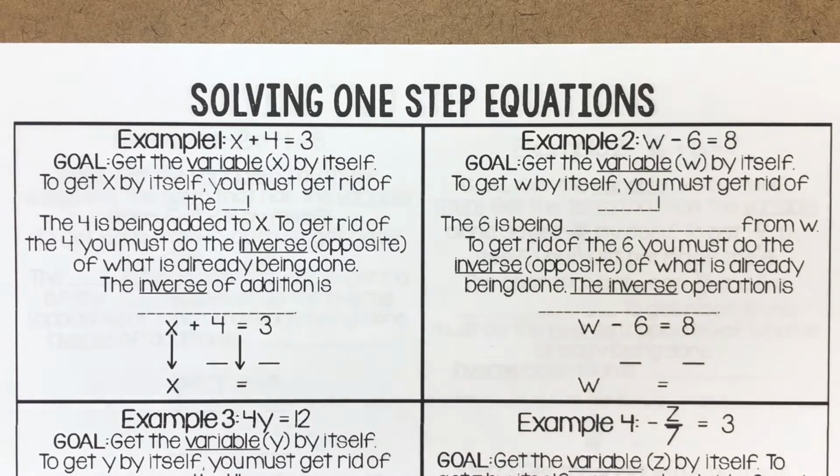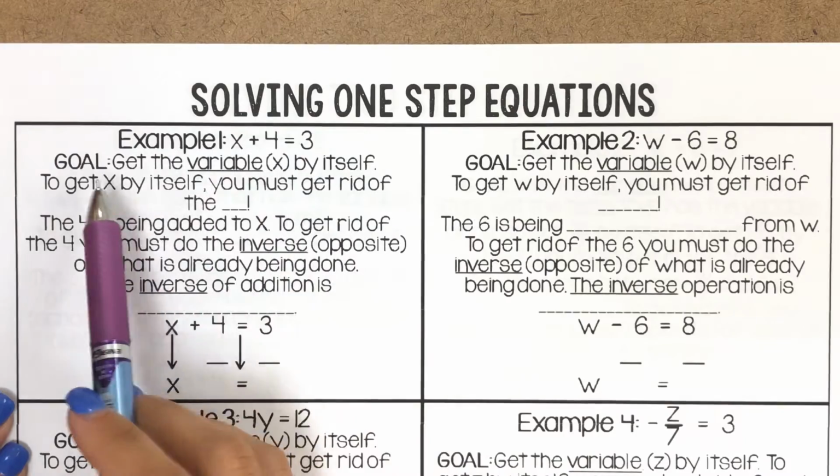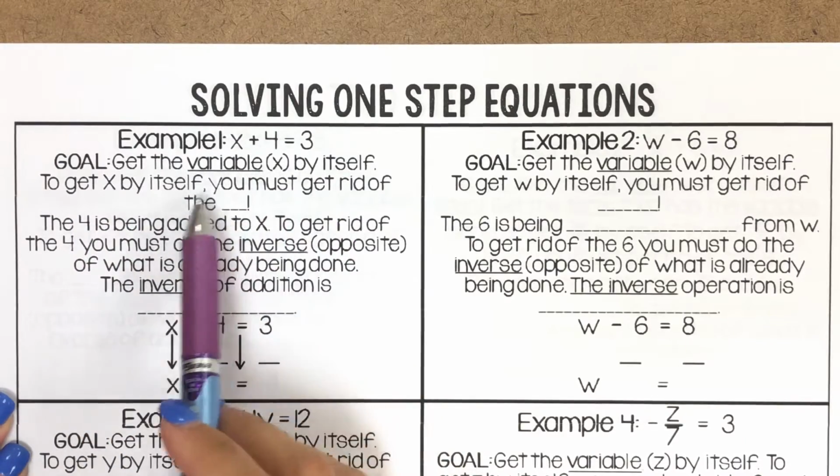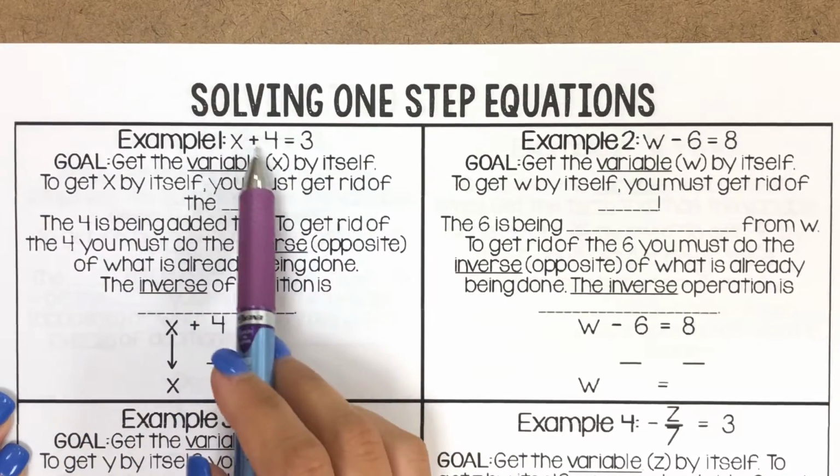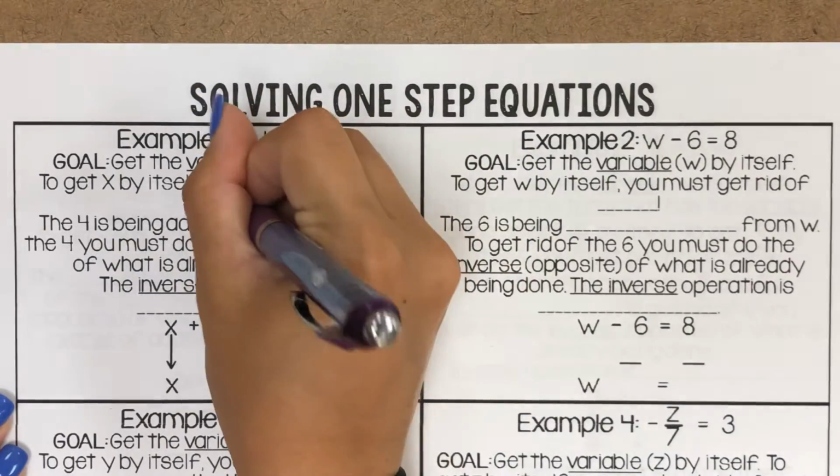So let's go over solving one-step equations. Solving one-step equations means there's just one step to get to the unknown variable or the answer. So example 1, x plus 4 equals 3. Our goal is to get the variable x by itself. To get x by itself, we must get rid of this positive 4.